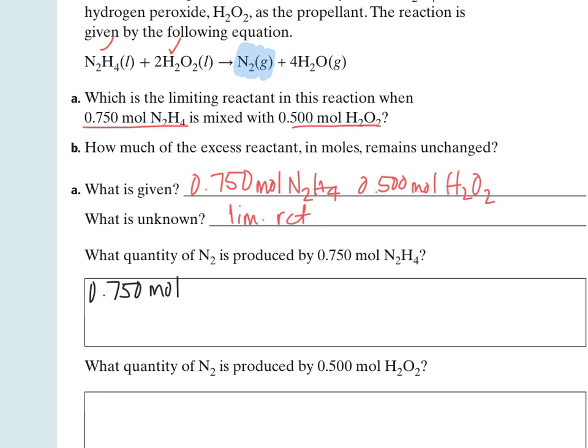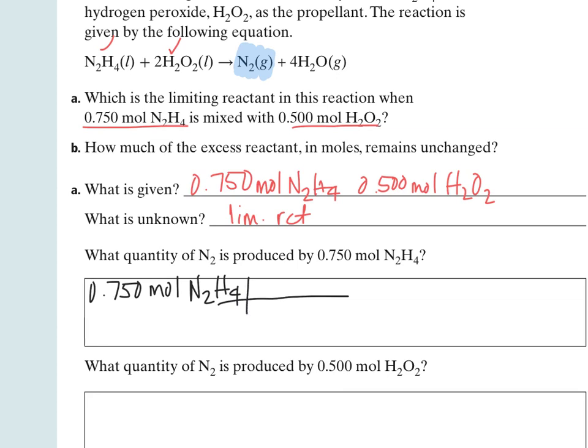All right, so if I have 0.75 moles of N2H4, how do I get over to the nitrogen gas? T-chart. I have to switch from compound to compound like I did in section 2 when I have what magic unit? The magic unit is moles. Magic and mole start with M.